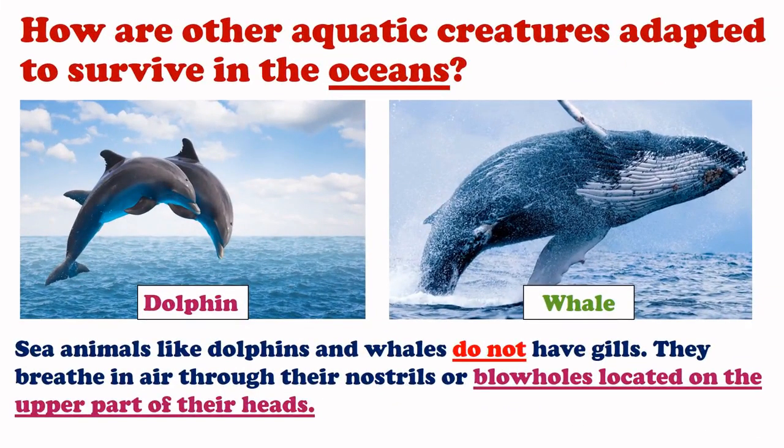So how are other aquatic creatures adapted to survive in the oceans? There are some sea animals like dolphins and whales that do not have gills. They breathe in the air through their nostrils or through their blowholes that are located on the upper parts of their heads. This allows them to breathe in the air when they swim near the surface of the water. They can stay inside the water for a long time without breathing. They come out to the surface from time to time to breathe in the air.